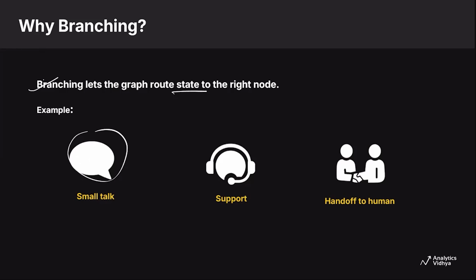But next, they could even ask for some support. Let's say their order is stuck somewhere, or they are waiting for a refund to be issued. In such a case, you can decide to have a support agent that can help the user answer their question. And if that support agent also cannot handle it, then you need to hand off to a human so that a human being can actually assist that user. Branching is basically this node which allows your state to be redirected to the correct node based upon the intent of the query.